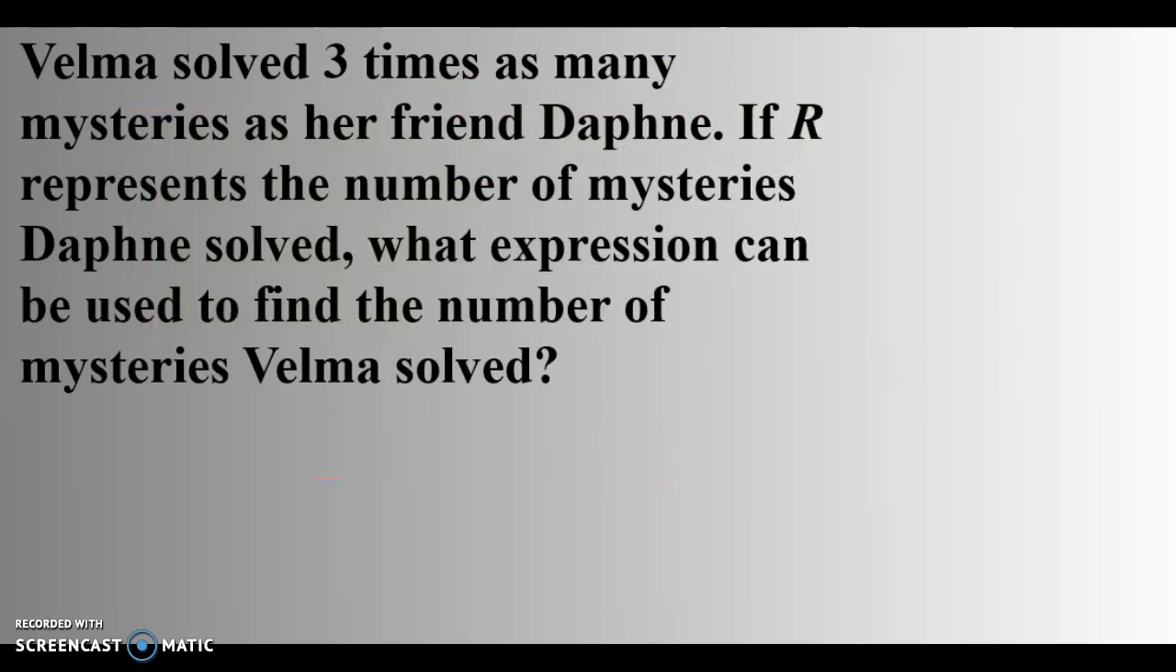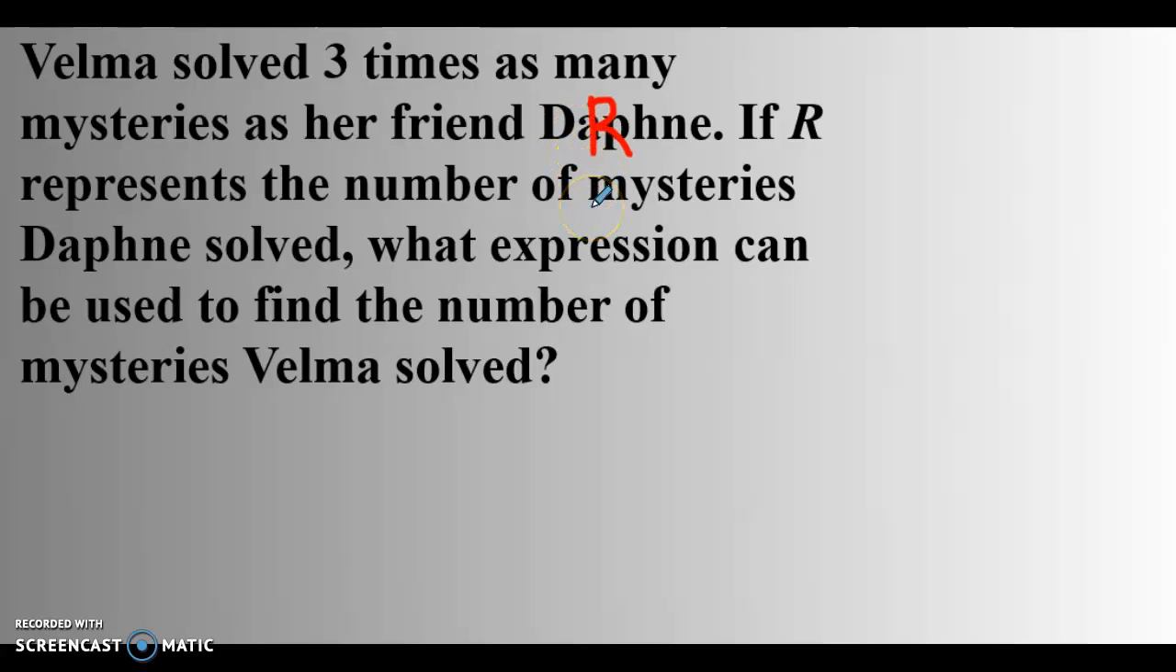Okay, one more. Number 4 says Velma has solved 3 times as many mysteries as her friend Daphne. If R represents the number of mysteries Daphne solved, then what expression can be used to find the number of mysteries Velma solved? So it's telling us R represents the number of mysteries Daphne solved. So I'm going to put an R on Daphne. We don't know how many mysteries Daphne has solved, so we use a variable to represent that unknown number.